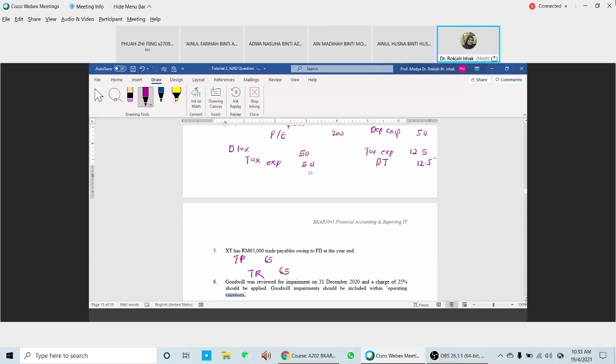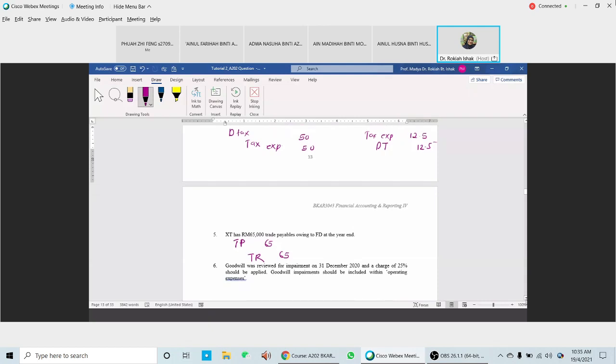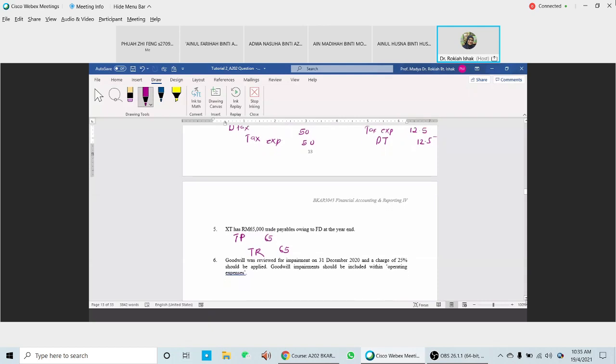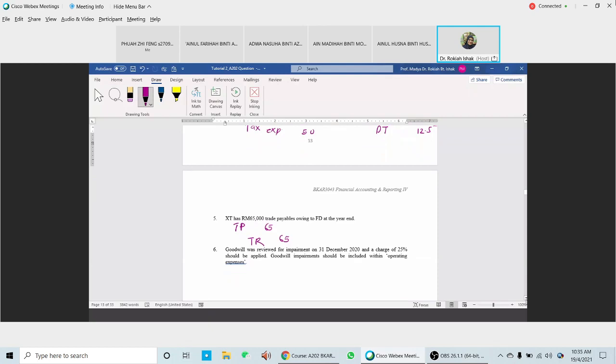Okay, and then the next one, goodwill was reviewed for impairment on 31st December and a charge of 25% should be applied. So you have the goodwill impairment, and this is a new one, so please pay attention on this one. Goodwill impairment is going to be included within operating expense. So you calculate the goodwill impairment: 25% times the amount of your goodwill here, 500,000, which equals 125.